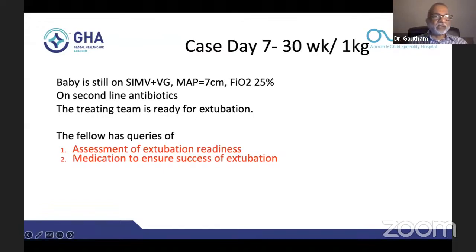So suffice it to say, there is no magic tool that will predict exactly whether the baby will succeed or not. There are some tools and some guidelines, but clinical judgment is a large part of it right now. I'm not aware of the evidence for N-acetylcysteine NEBs.